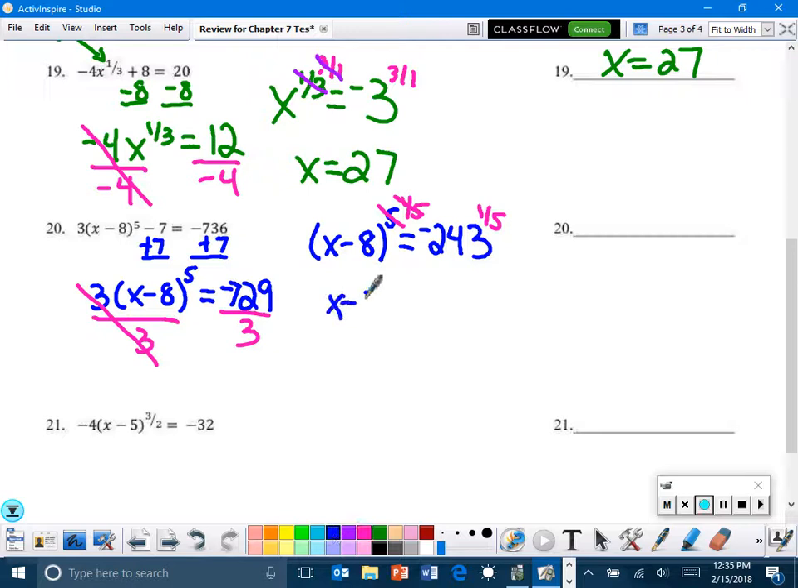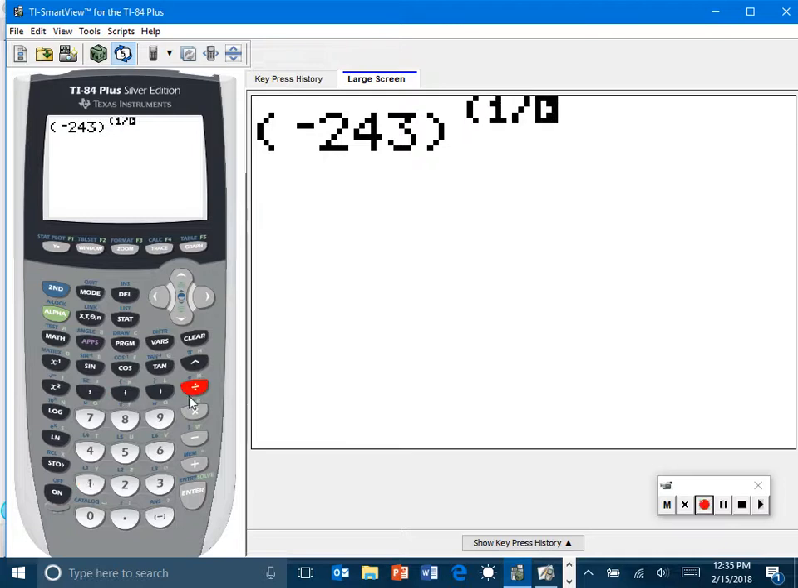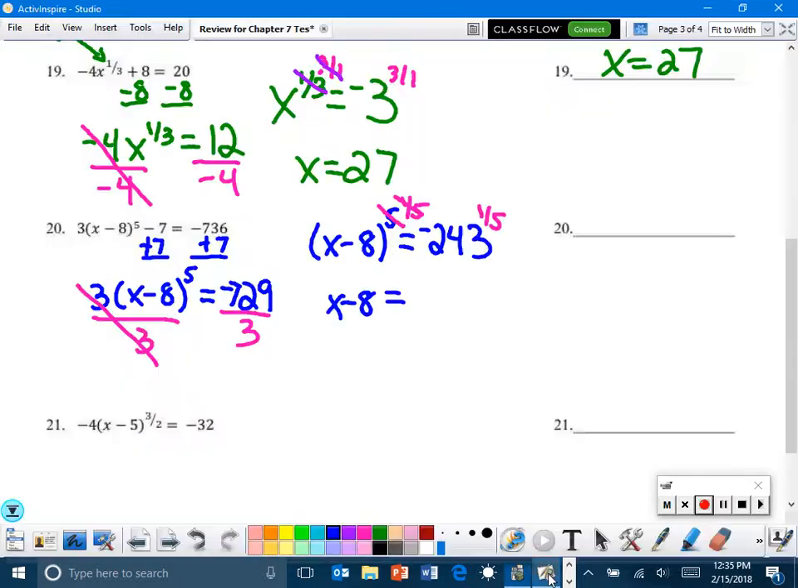We're left with x minus 8 equals. All right, now when I type this in, I should put negative 243 in parentheses. Anytime you have a negative, you should put parentheses around that. Okay, raised to the power of 1/5. And voila, we get negative 3. Okay, we've got one step left. We have to add 8. Yes, add 8. And we get x equals 5.